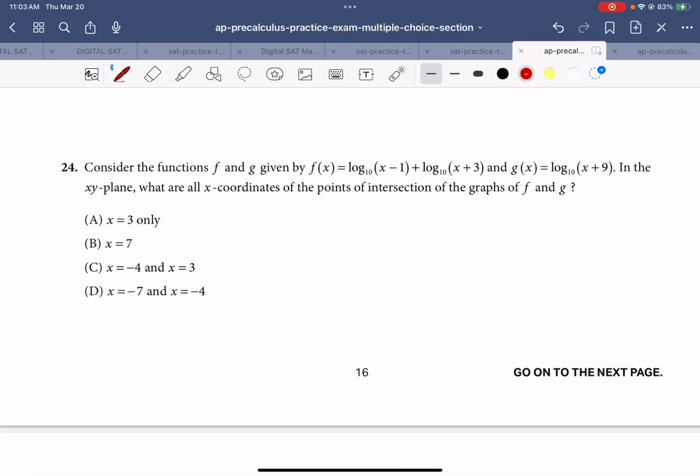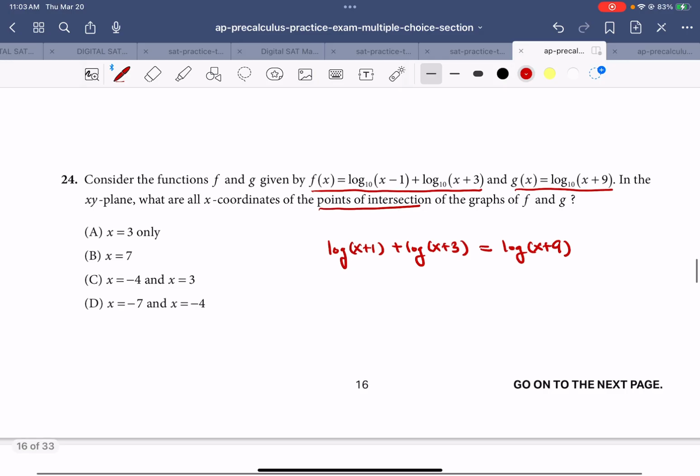Number 24. Consider the functions f and g given by f of x is a logarithmic function like that, and the other, g of x, is also logarithmic. Now in the xy-plane, what is the x-coordinate of the point of intersection of the graphs of f and g? When they talk about a point of intersection, you set them equal to each other and solve for x. So let's put it this way: log, I'm going to omit base 10 because that's the common log, of x minus 1 plus log of x plus 3 is going to be equal to log of x plus 9, right?